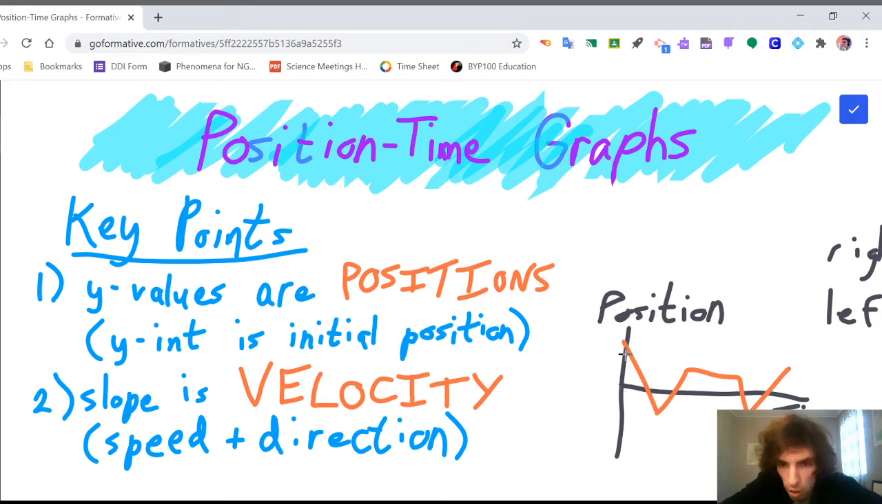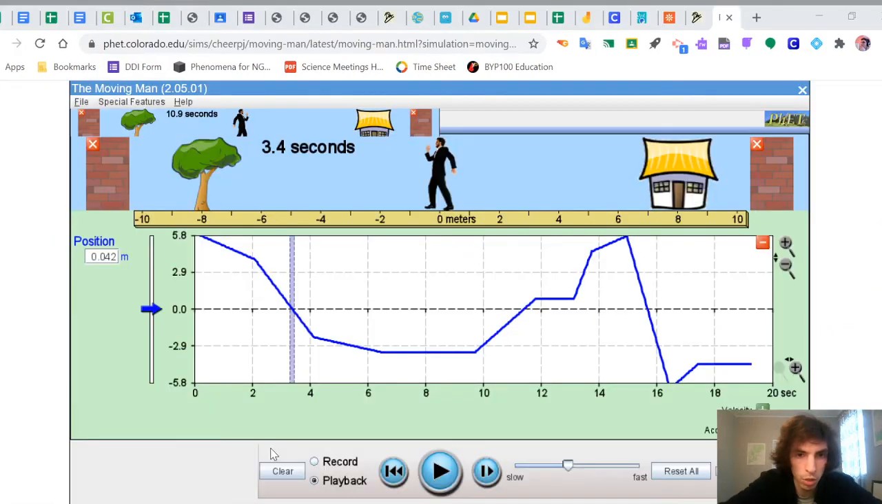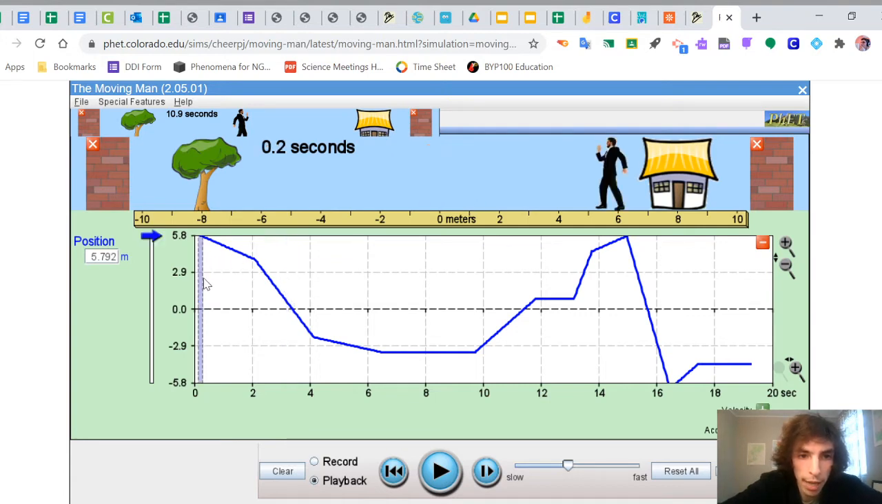And the slope on these graphs, so how steep or how shallow, and the direction or sign of the slope, tells us the velocity. And remember, velocity is basically just how an object is moving. So when we look at an example of this, and I'll bring this up right now, we can get a lot of information. There's a lot going on in this position time graph, but we'll break it down step by step.